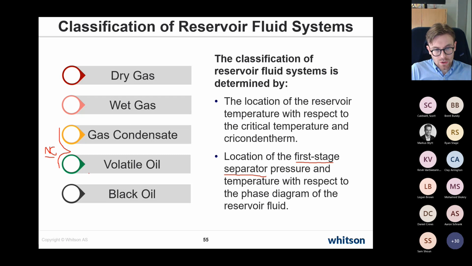But what we'll go ahead and do is to look at black oils first, which is kind of the simplest one, what we learned about in school. We'll look at volatile oils, condensates, wet gases, and dry gases. We'll look at that from the lens of just a phase envelope.